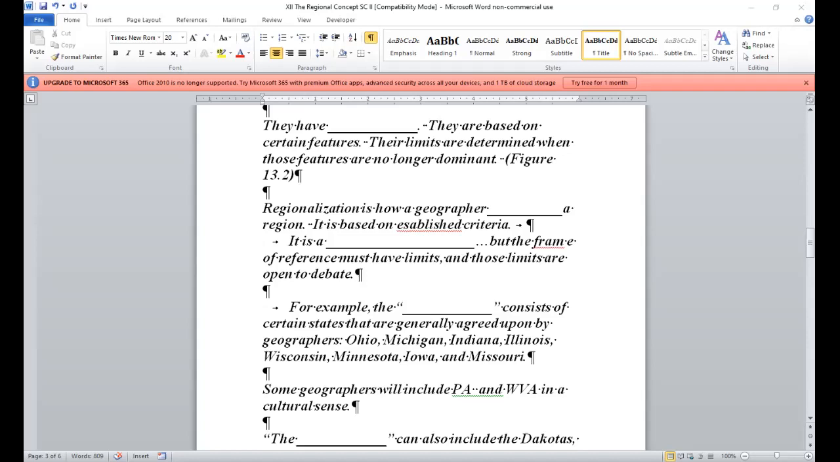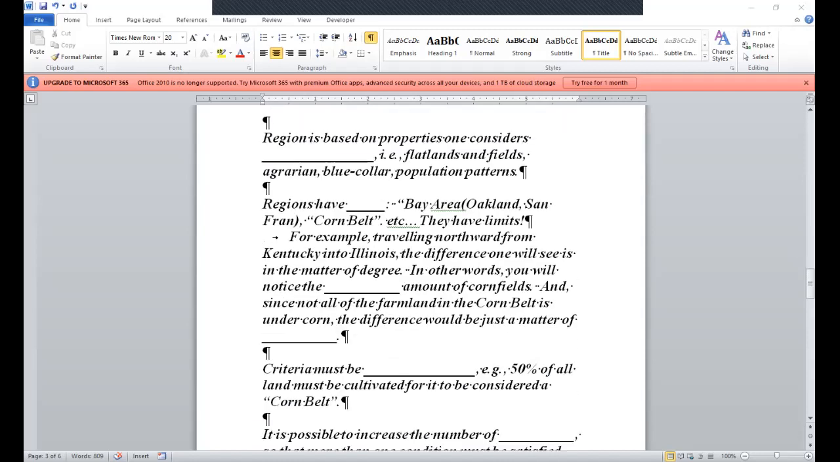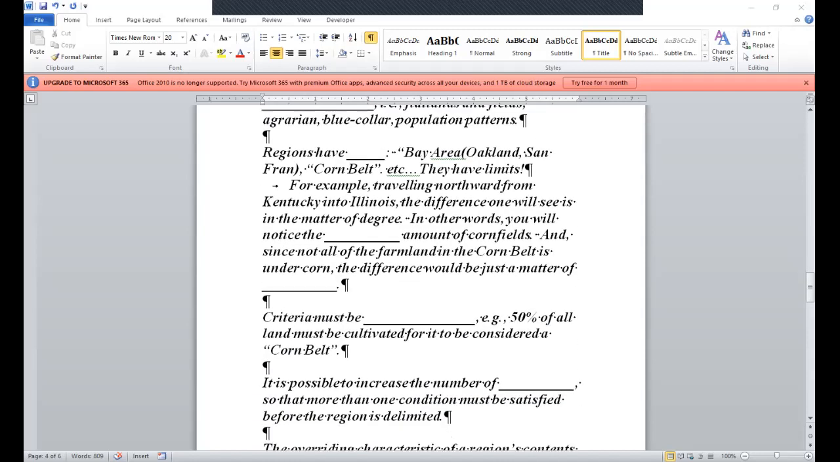If you're traveling northward from Kentucky into Illinois, the difference you're going to see is in the matter of degree of corn. You're still within the Corn Belt. In other words, you're going to notice an increasing amount of cornfields. And since not all of the farmland in the Corn Belt is under corn, the difference would be just a matter of degree.